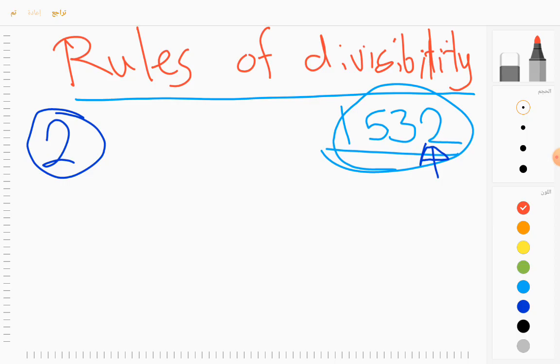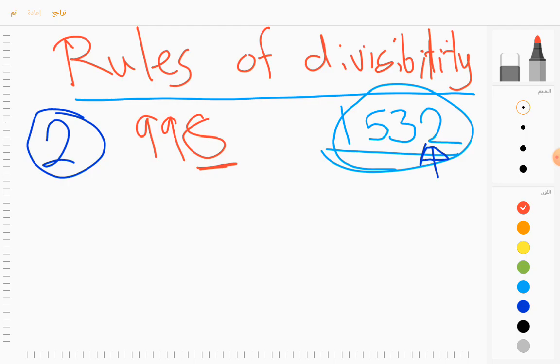Okay? Another example. The number 998 is divisible by 2, even though the tens and the hundreds places are odd numbers, but the ones place is an even number, so it makes it an even number.